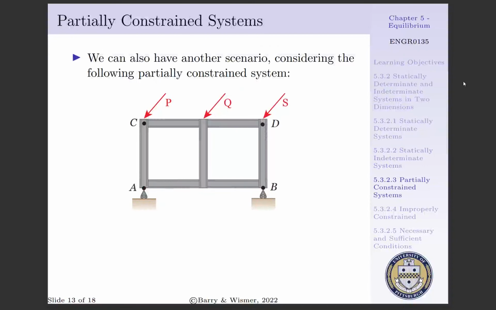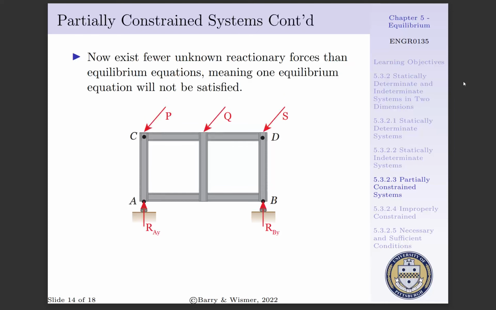Now let us consider a situation where we replace the pin supports at A and B with rollers. We would have a partially constrained system. That is to say, we only have RAY and RBY existing at points A and B respectively. We have no reactionary forces in the x direction. That is, we have fewer unknown reactionary forces than equilibrium equations, and this means one equilibrium equation will not be satisfied. Additionally, we can have motion.